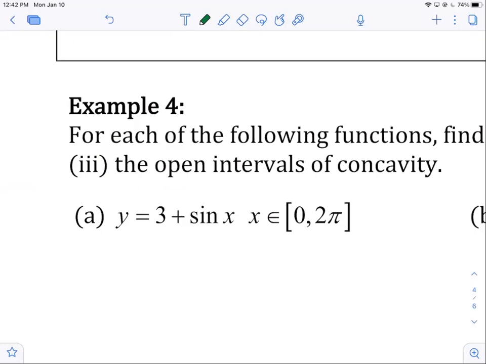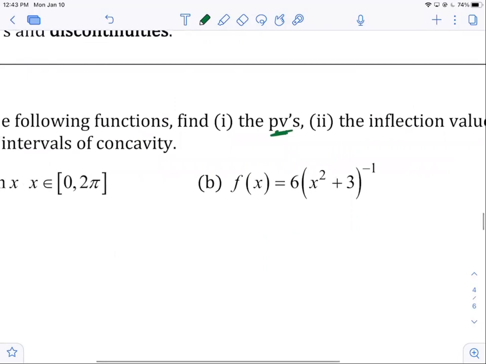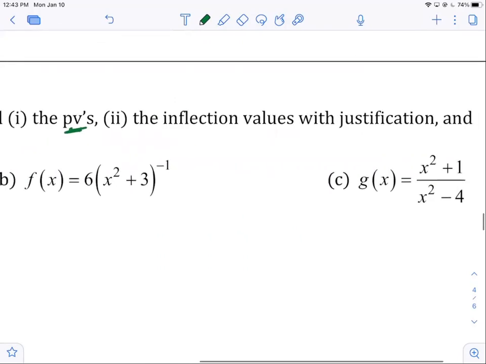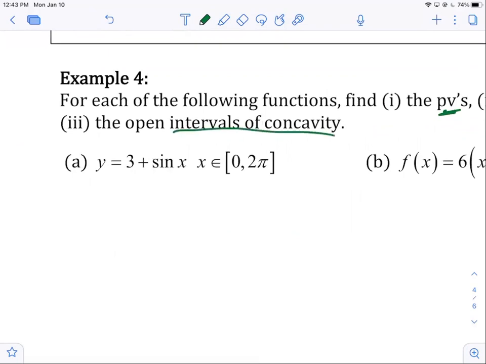Okay, cool. So for each of the following functions, we're going to find, first of all, the PVs, pivotal values, and then the inflection values with the justification. And then we're going to list the open intervals of concavity. Now, that's a lot for one particular problem. You might be asked for any one of those things. So if we prepare for all 3 of them, we can answer it appropriately.